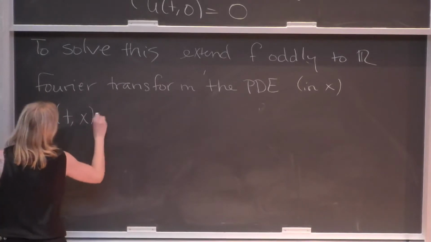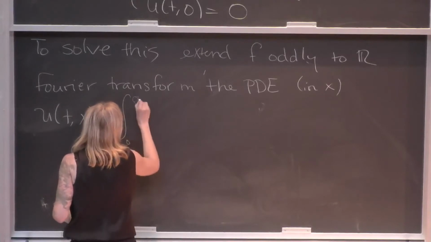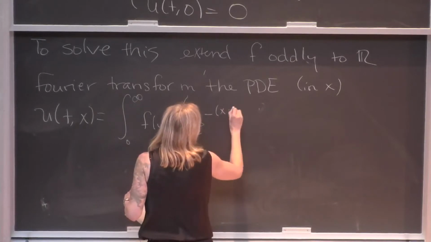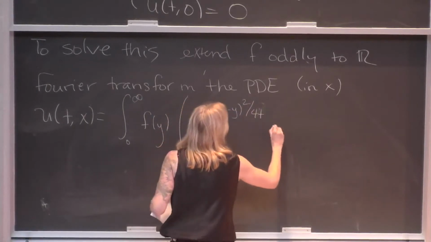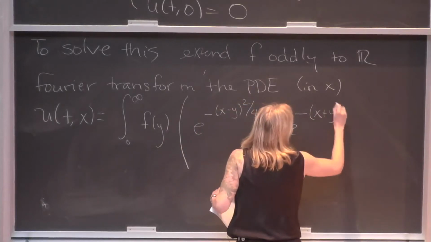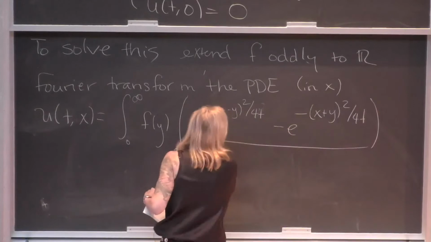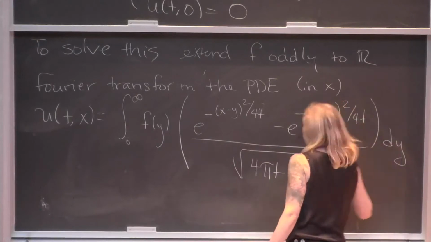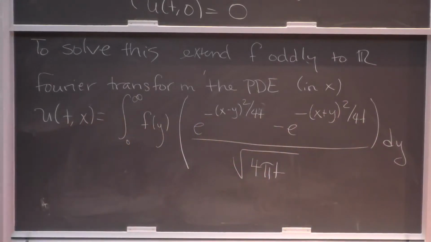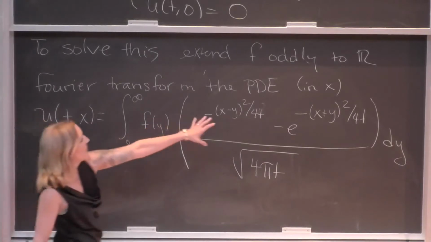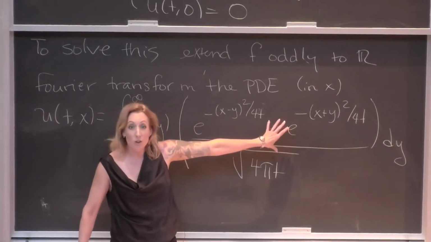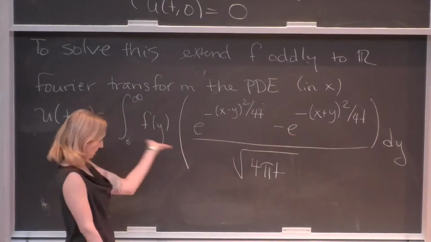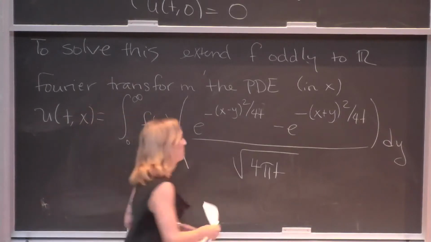of t, x will be the integral from 0 to infinity of f of y times e to the minus (x minus y) squared over 4t minus, divide this all by the square root of 4 pi t. Okay? Now, in my class, if you remember this being the heat kernel for a half-line with the Dirichlet boundary condition, and you just slap that on as your answer, and you get it perfectly right, you get a full 10 out of 10 on the problem.